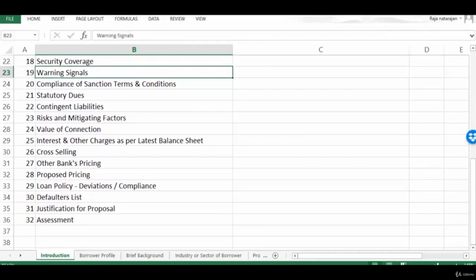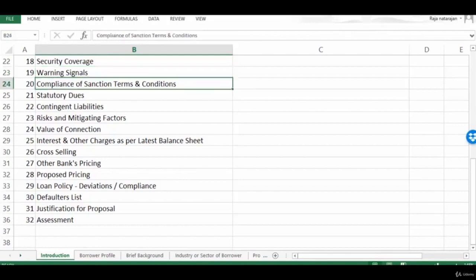Then comes warning signals. Warning signals about a particular borrower can emanate from various sources. It can be the bank's own internal audit report, or it can be a risk audit report, or it can also be from the RBI audit, Reserve Bank of India audit, or it can be from the statutory audit of the borrower itself, or the continuous overdues in the accounts. All these are warning signals, and the sanctioning authority will be interested in knowing.